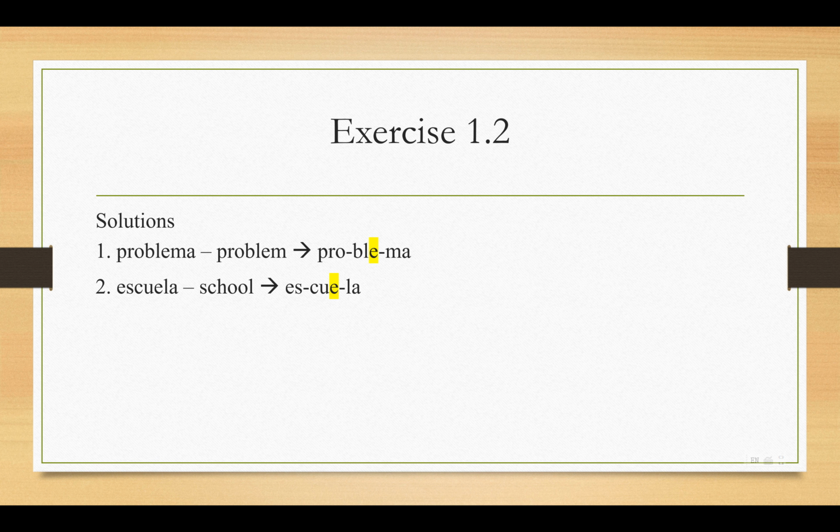Number 2. This word has 3 syllables. Escuela. Escuela. Again, this word ends with a vowel, so the stress is on the second last syllable. So we highlight the E in the second syllable.